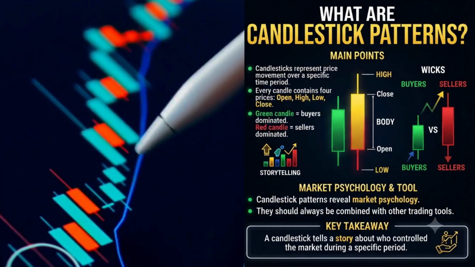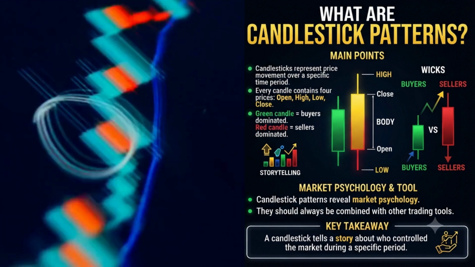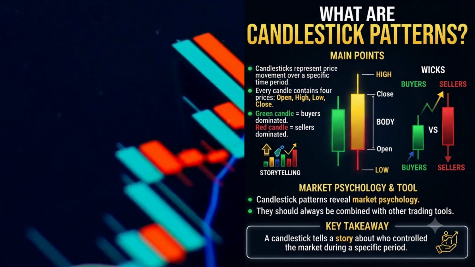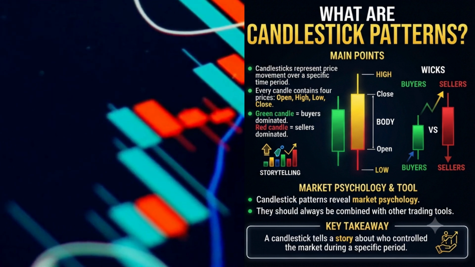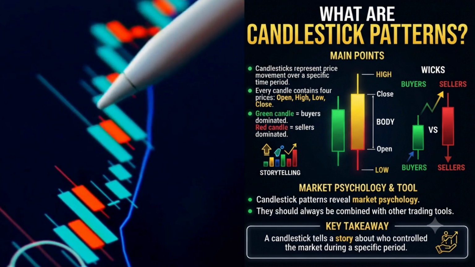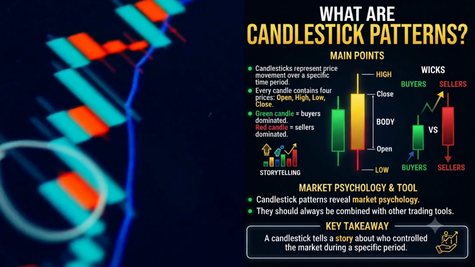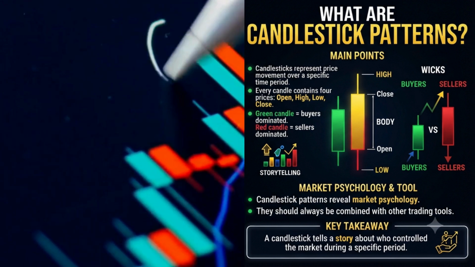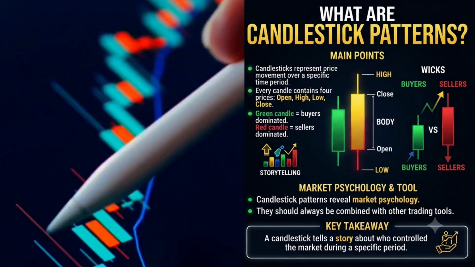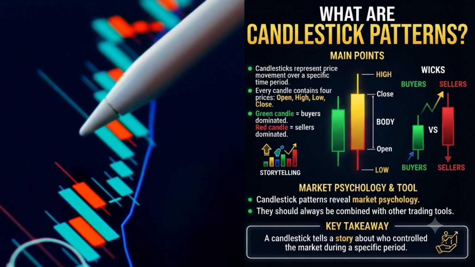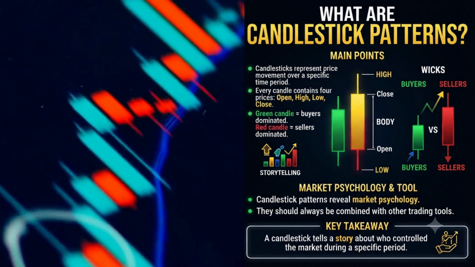What are candlestick patterns? Before learning individual patterns, it's important to understand what a candlestick actually represents. Every candlestick shows the price movement during a specific period of time. Depending on your chart, that period could be 1 minute, 5 minutes, 1 hour, 4 hours, or even 1 day. Each candlestick has four important prices: opening price, closing price, highest price, lowest price. The thick part is called the body, while the thin lines above and below are called the wicks or shadows.